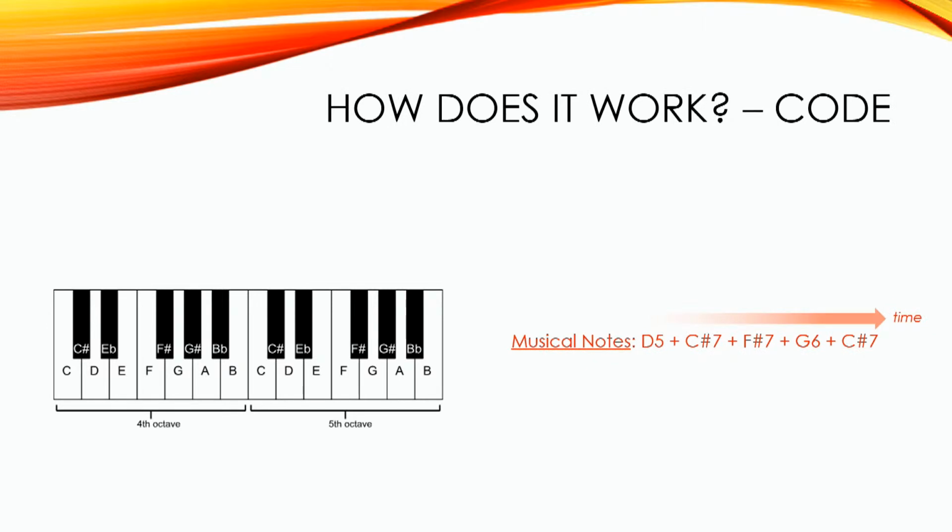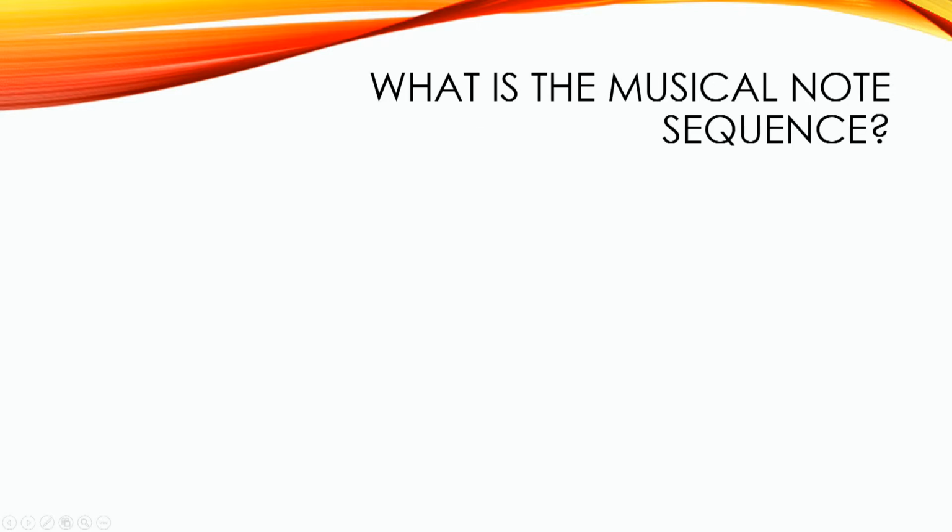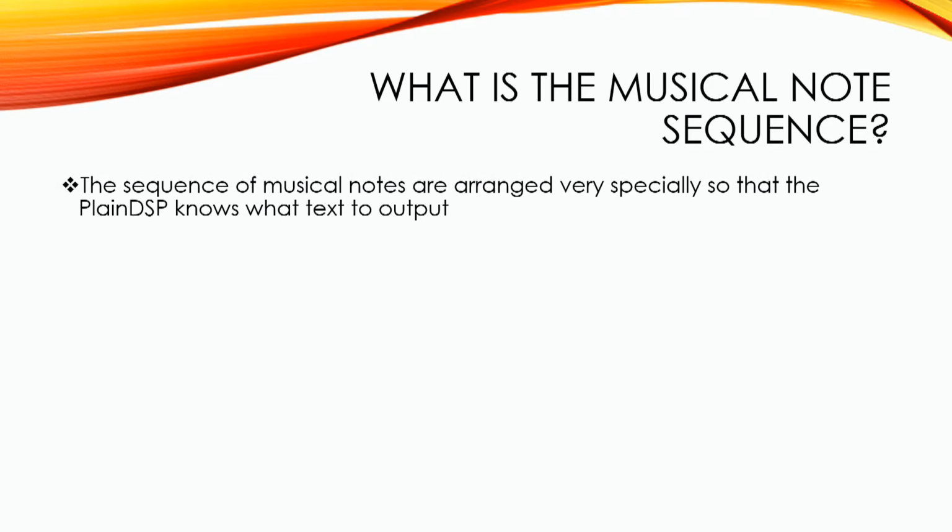So some code was written so that we can translate sequences of notes into text. As you can see here, the musical notes in this particular sequence correspond to the letter H. So it takes 5 musical notes to create one letter. So how can we do this for any letter? What is the protocol that we follow?